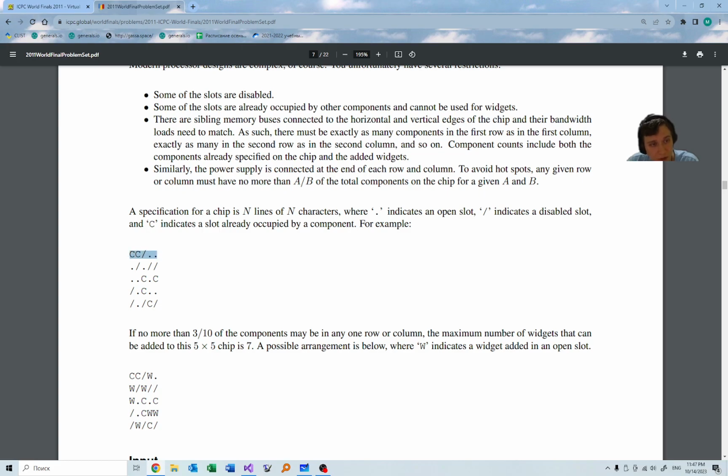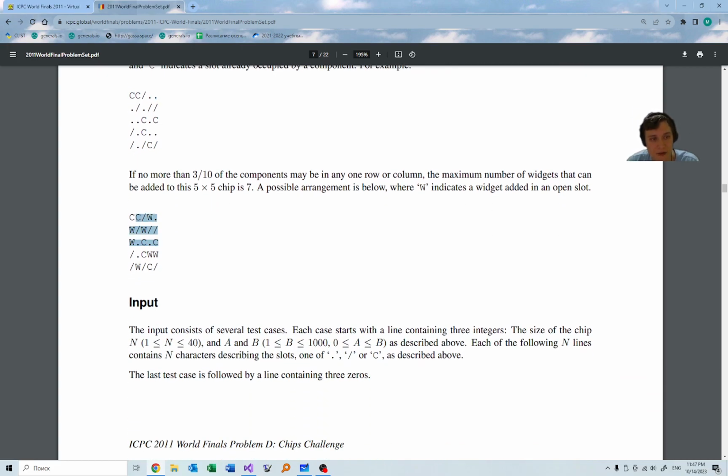First of all, in the first row, the number of chips should be the same as in the first column in the end. For example, here we have the solution to this test. W indicates the added chips. So we see that we added one chip in the first row and two chips in the first column. So in the end we have in both the first row and the first column 3 chips. In the second column and in the second row there are 2 chips. Then we have 3 chips in the third column and in the third row, 2 chips in the fourth, 3 chips in the fourth, and finally 2 chips in the fifth.